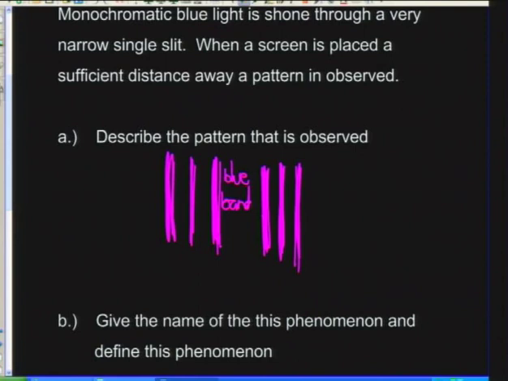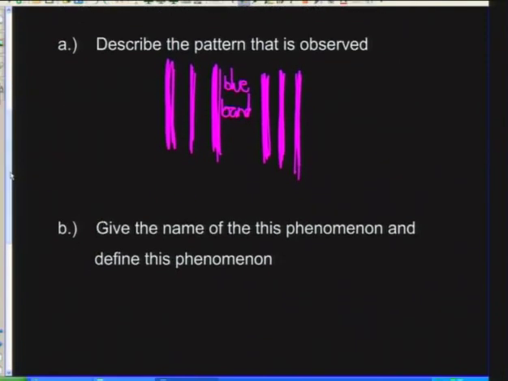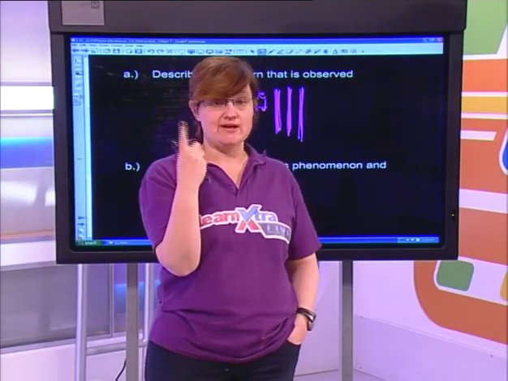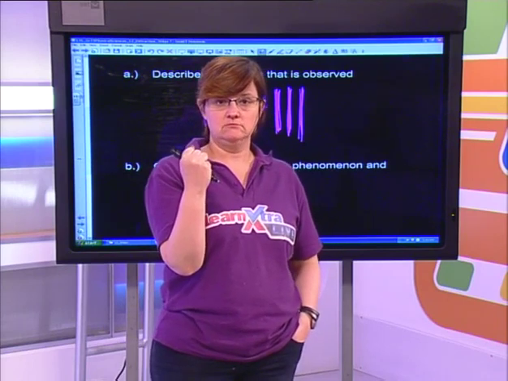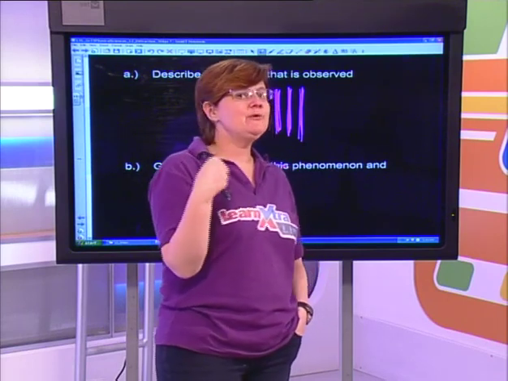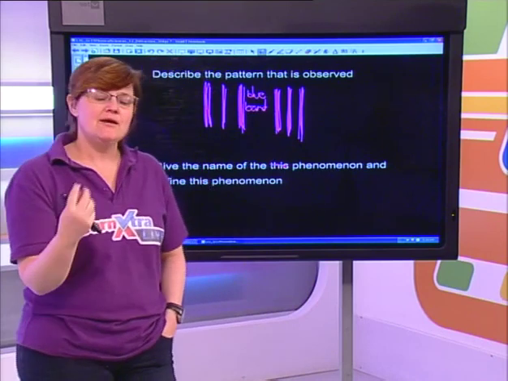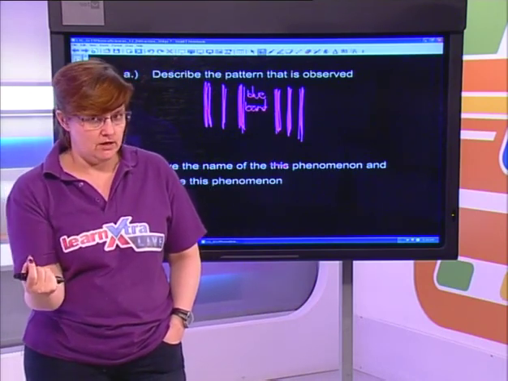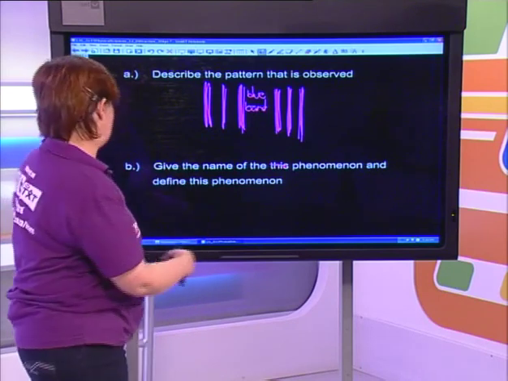Okay, now, part B. Give the name of the phenomenon and define this phenomenon. What they're saying to you is, what is this? This is diffraction. How would we define diffraction? It's the bending of a wave around a barrier. Bending of a wave around a barrier.